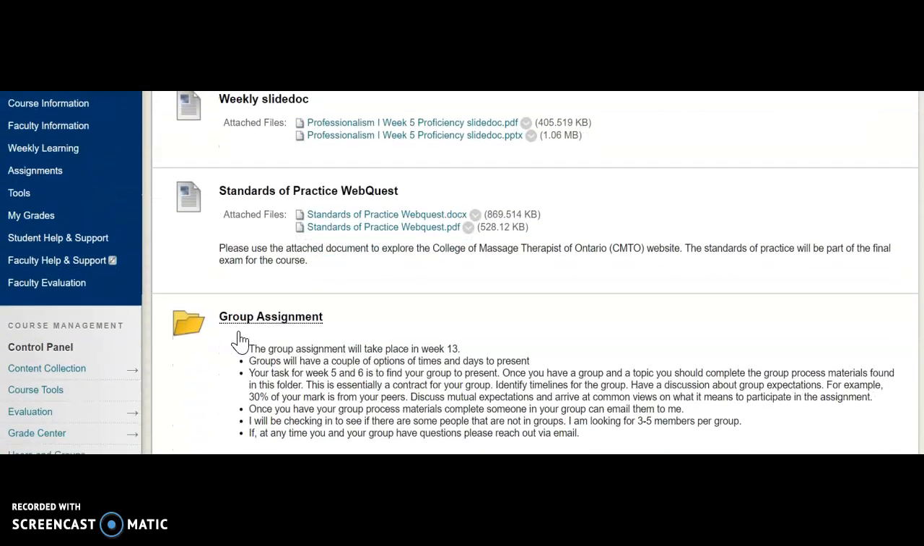The second one here is looking at the standards of practice that are part of our profession. What you want to do is use the attached document there to explore the CMTO website. The standards of practice will be part of the final exam, so you do want to have a look at that. Basically, the activity is when we just become familiar with the standards of practice and all that they entail.